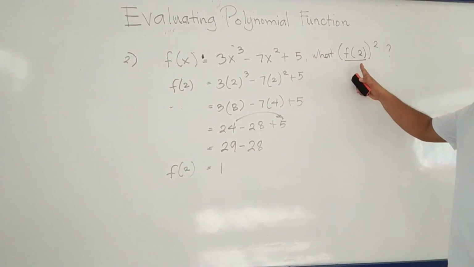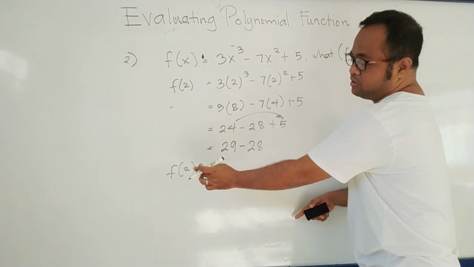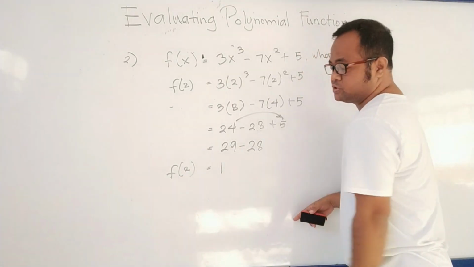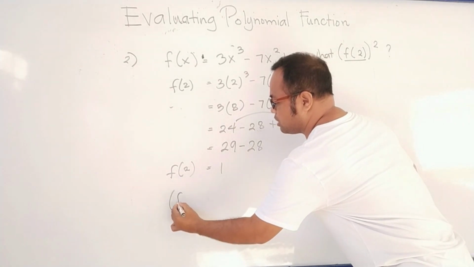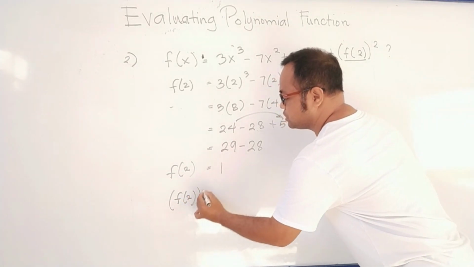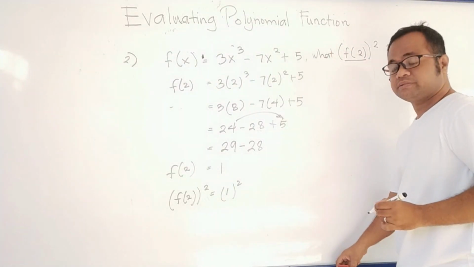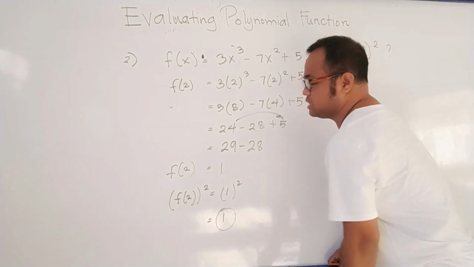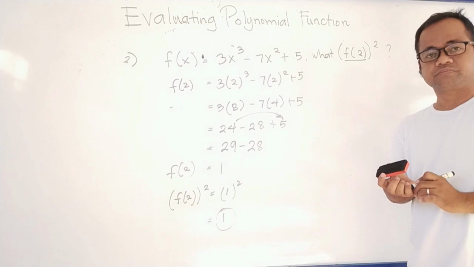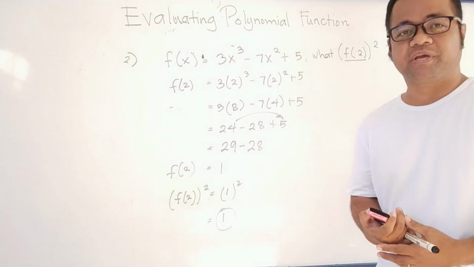But you are asked to find what is the square of f of 2. We have already the value of f of 2 here. So you just simply get the square of this. So the square of f of 2 is equal to 1 squared. Okay? So the answer is still 1. And that's how to evaluate polynomial function.